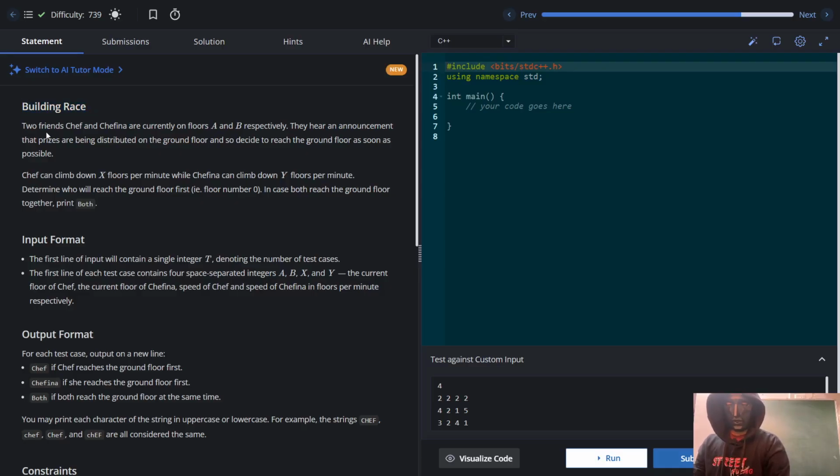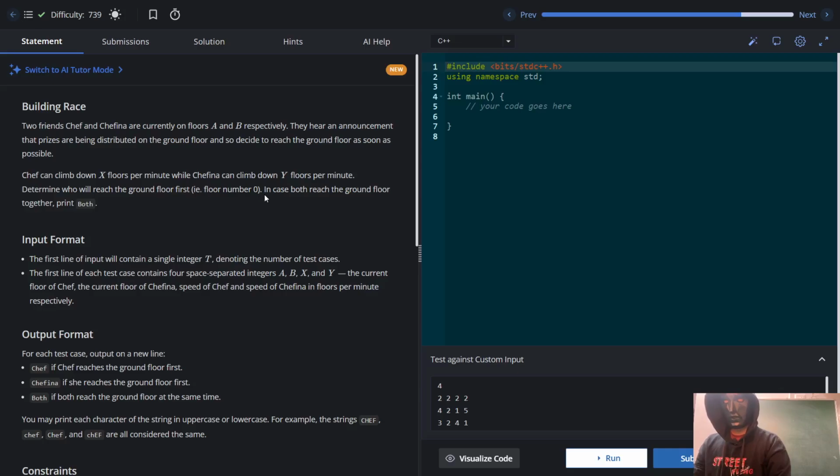So it says two friends, Chef and Chefina, are currently on floors A and B respectively. They hear an announcement that prizes are being distributed on the ground floor, so they decide to reach the ground floor as soon as possible. Chef can climb down X floors per minute, while Chefina can climb down Y floors per minute. Determine who will reach the ground floor first, that is floor number 0.